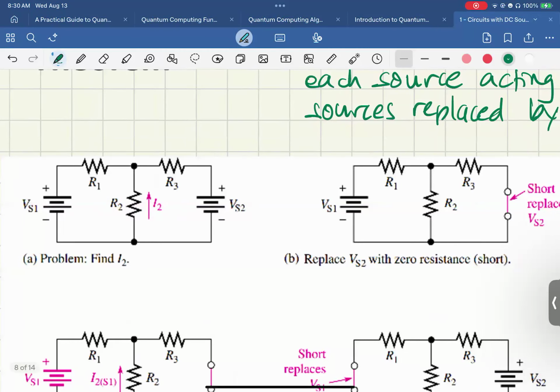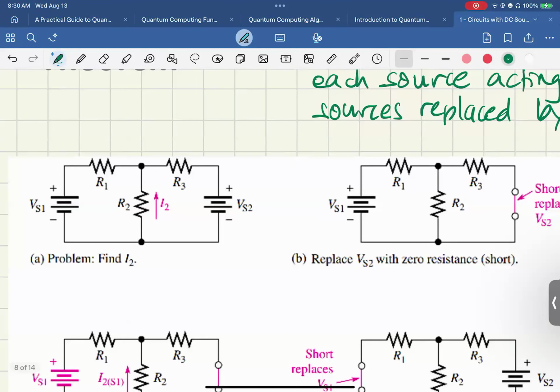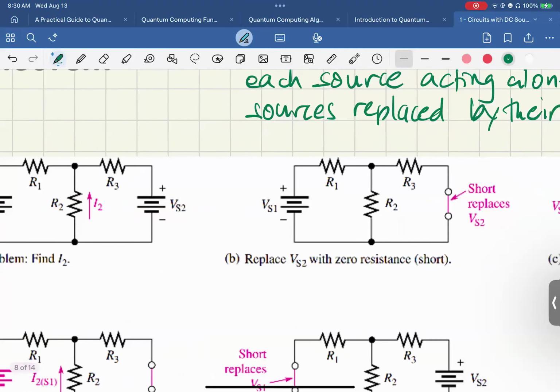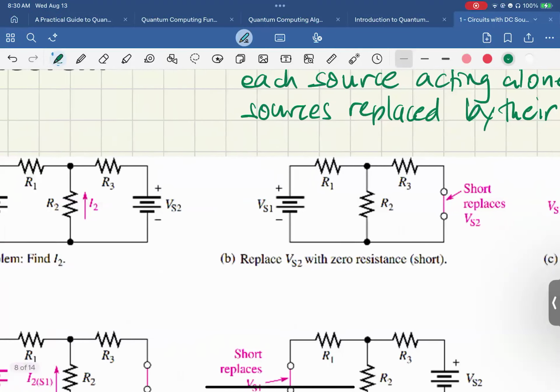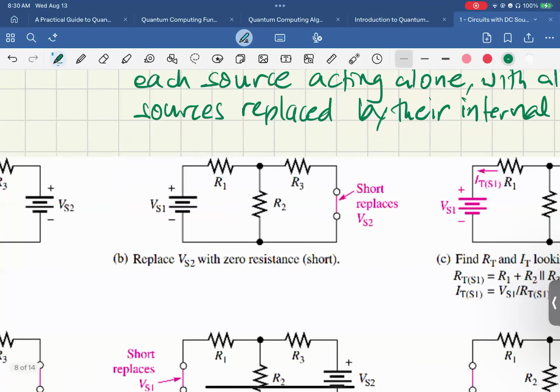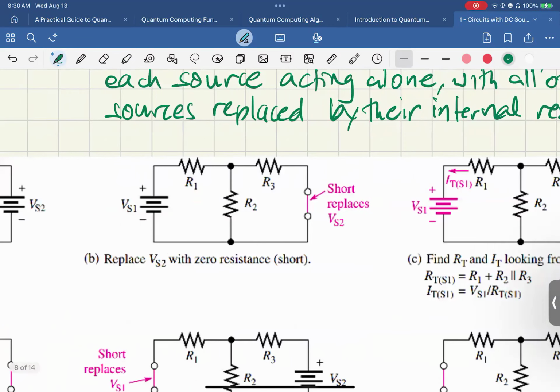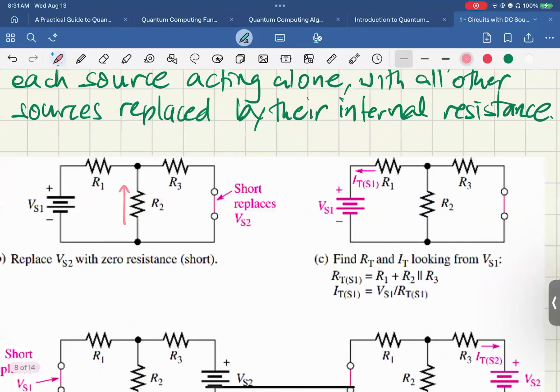So ang gawin natin is i-replace muna natin yung VS2 with a short. Walang internal resistance yung VS2, so we're just going to replace it with the short. Dito sa B, nireplace na natin yung VS2 with the short. So alamin nga natin ngayon ano yung current dito sa I2. Para malaman yung current sa I2, remember na you have to choose a direction. So paano natin makukuha yan?